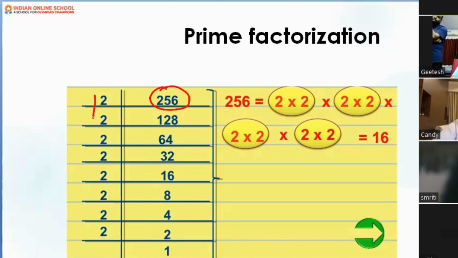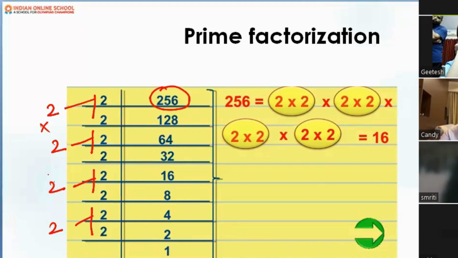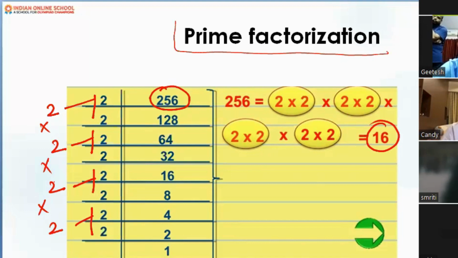Now we need to make pairs of 2, and from each and every pair, we can bring one 2 outside. So how many 2s are there? 1, 2, 3, 4. So we can multiply every 2 by itself. So what we can say is this 256 is the square of 16. Got it?